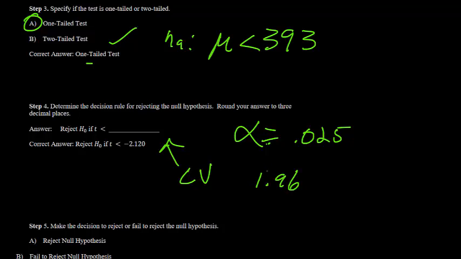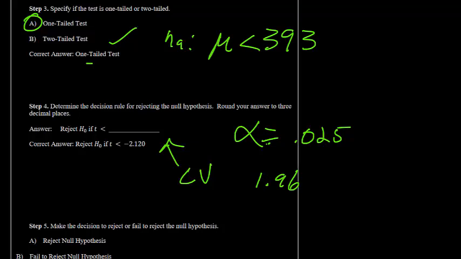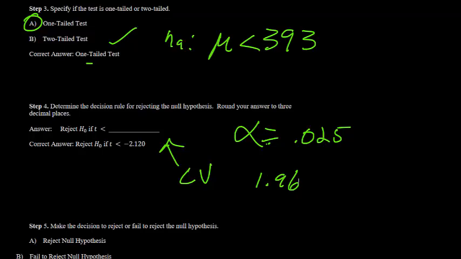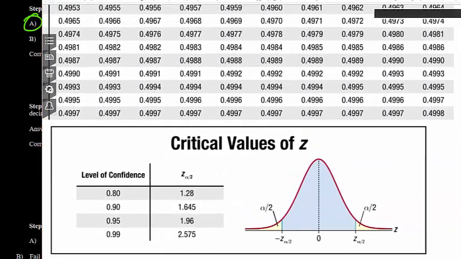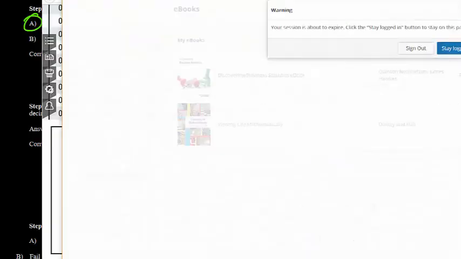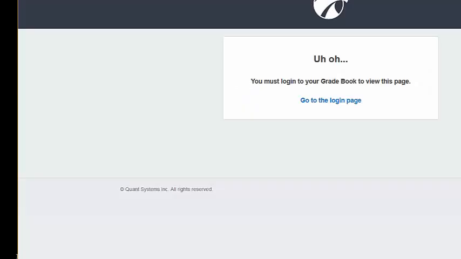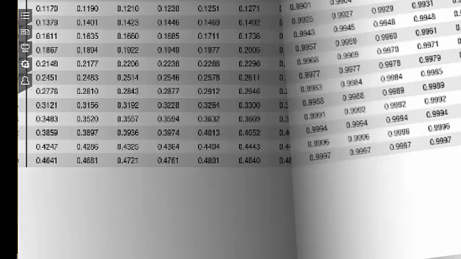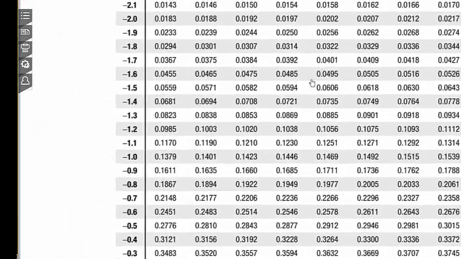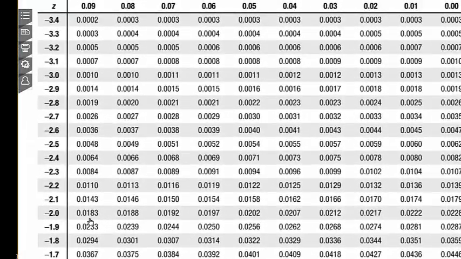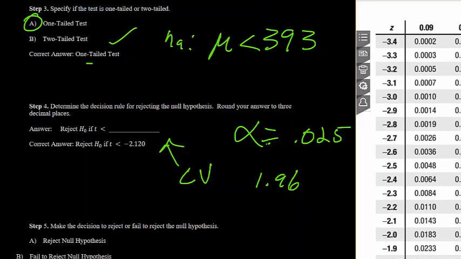Oh, that's not right. What did we do wrong? Well, let's go back and do it from scratch. Alpha is 0.025. That's not what I want. Let's go back a page. Alpha is 0.025. It's a one-tailed test. 1.96.